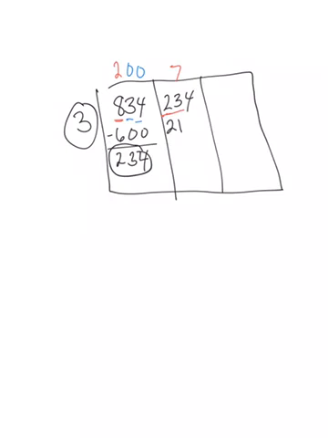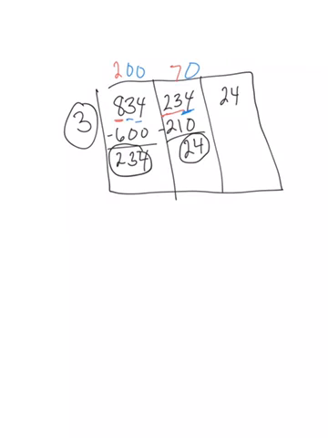I almost forgot, guys. I have 1 digit behind, so I need to have 1 zero. So let's go back. 3 times 7 is 21, and I have 1 zero behind. We have to subtract. 4 minus 0 is 4. 3 minus 1 is 2. 2 minus 2 is 0. So take this number, put it over here.